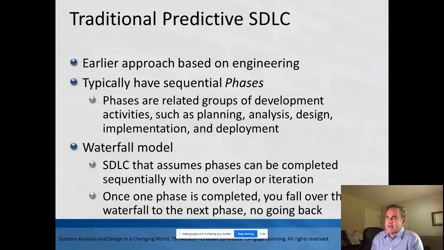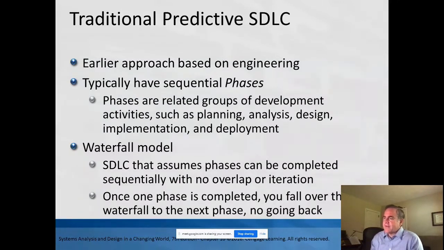And putting it on that kind of opposite spectrum and saying it's predictive is a little more descriptive than just saying traditional. But anyhow, you have these sequential phases, and by sequential, what it means is that you can't start a given phase until the previous phase is finished. And you'd see your standard phases here, as we've talked about: planning, analysis, design, implementation. The text mentions deployment as a separate phase. Generally, deployment could be considered a part of the implementation phase. And the way we do this is with the waterfall model.